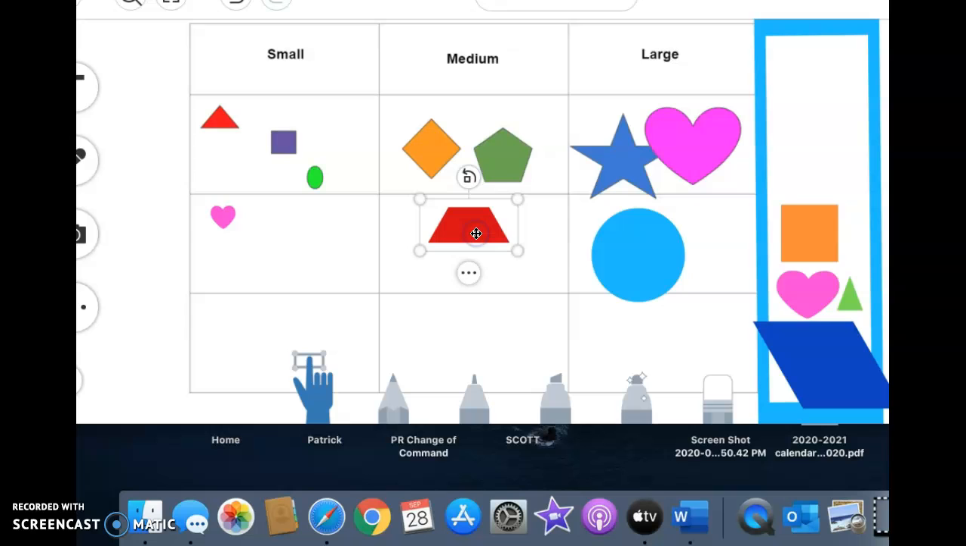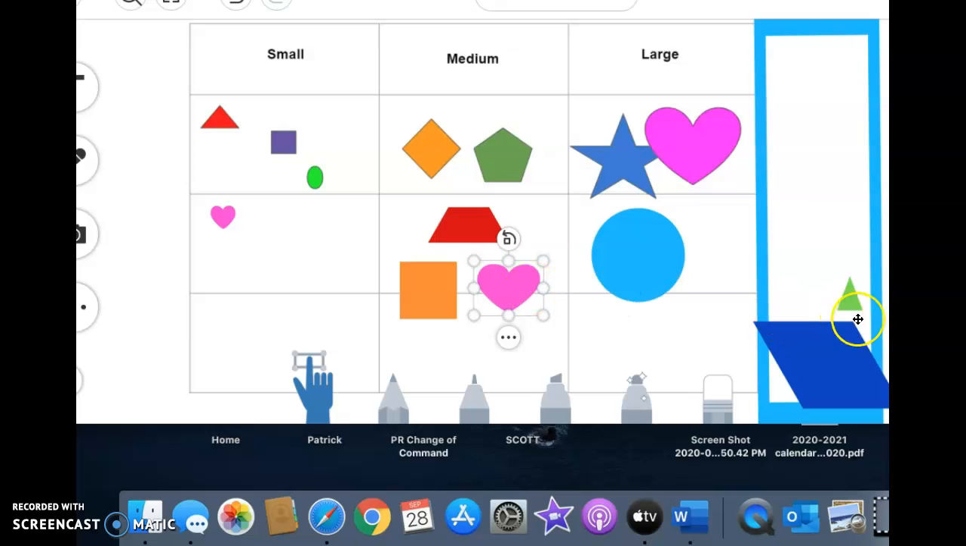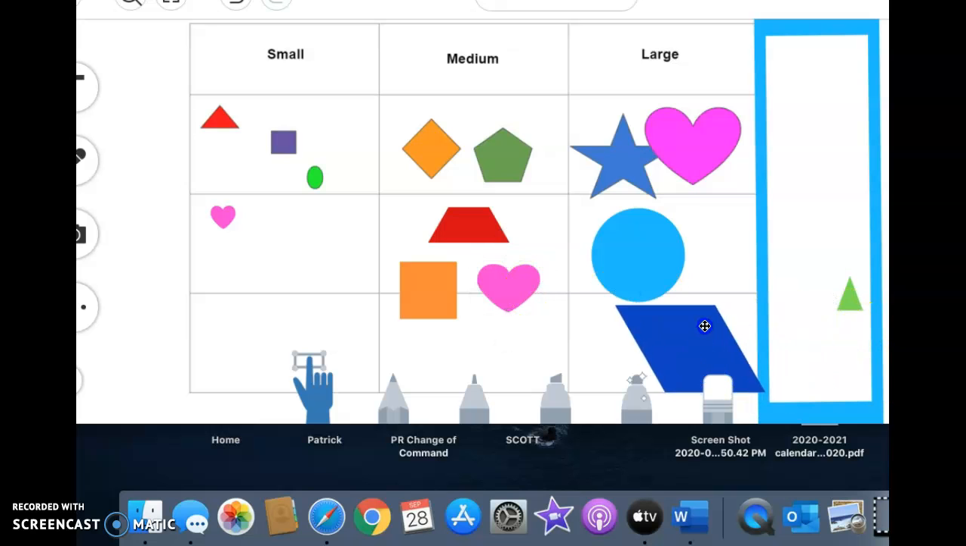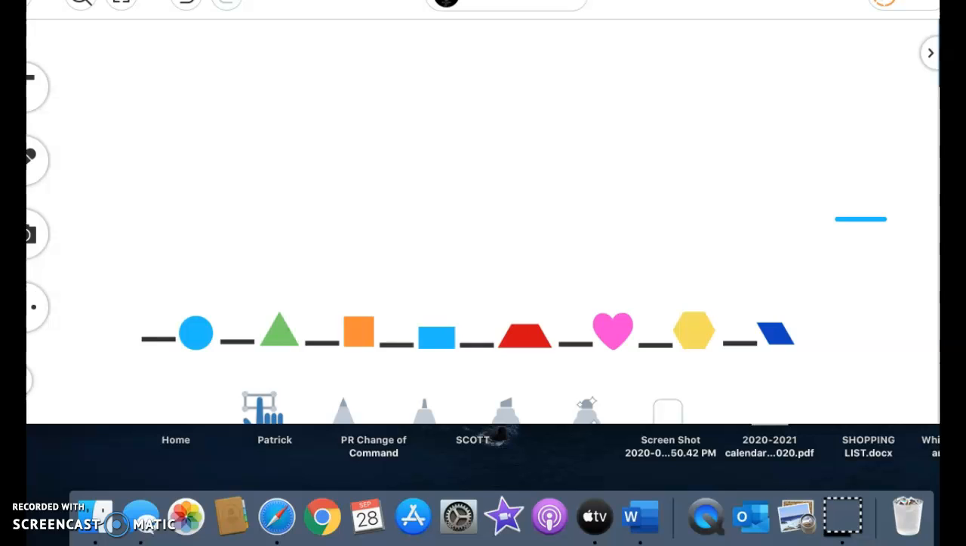No, here. Where should the medium square go? With the large shapes? Nope, with the medium shapes. Where should the medium heart go? With the large shapes or the medium shapes? Where should the large rhombus go? Here. Where should the small triangle go? Here. Yay, you have done it. Can we put some shapes together?